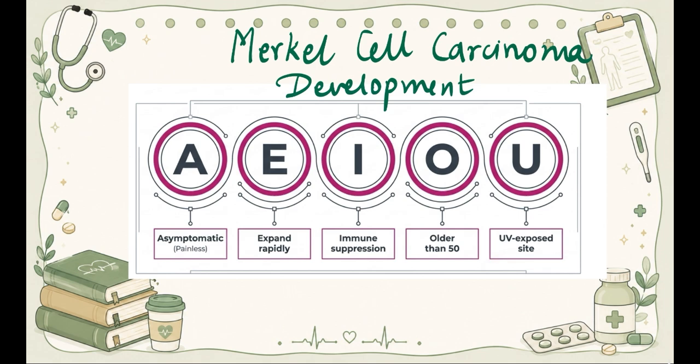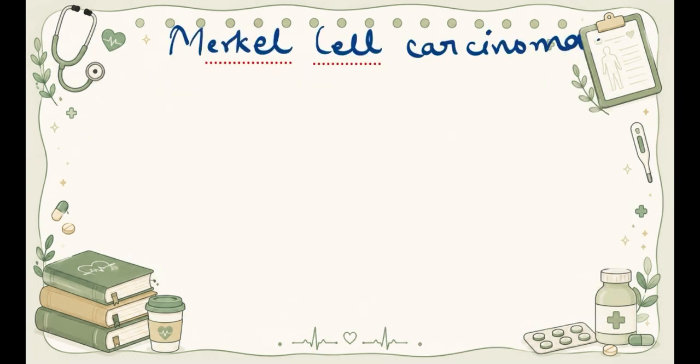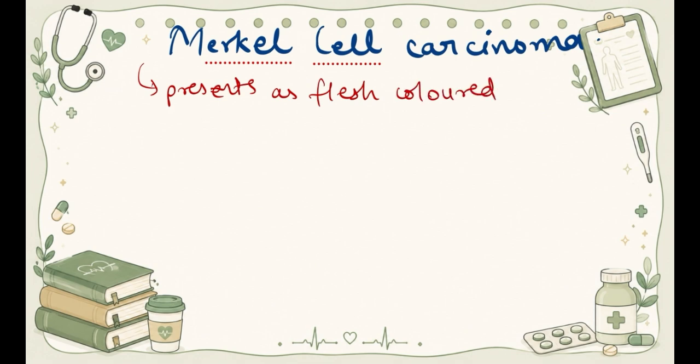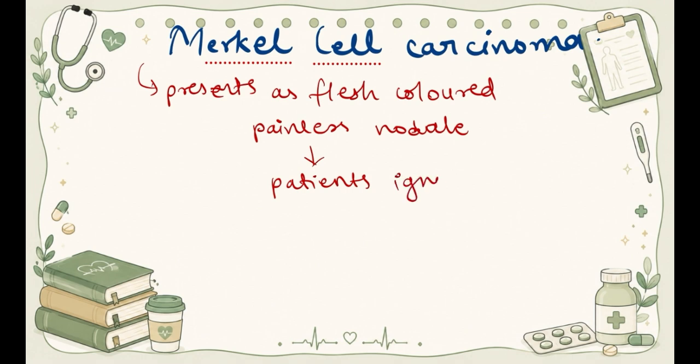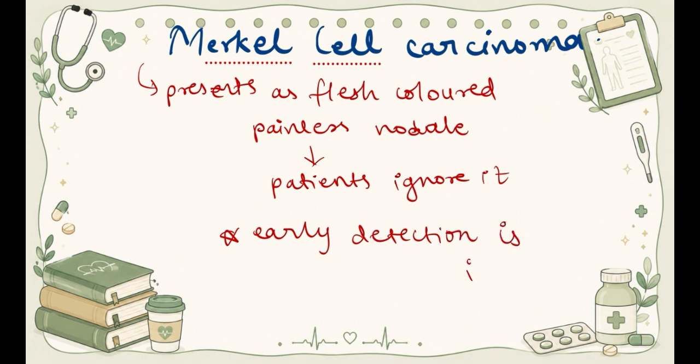The most crucial thing to understand about Merkel cell carcinoma is its deceptive danger. This is a rare, highly aggressive neuroendocrine cancer, but because it presents as a completely painless, flesh-colored, red or blue nodule, patients often just ignore it. They think it's harmless. A rapidly growing nodule on your skin should never be ignored. This is especially true considering that the incidence of this specific, deadly cancer has tripled over the last 20 years. Early detection is absolutely vital.